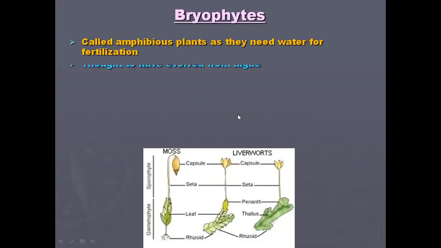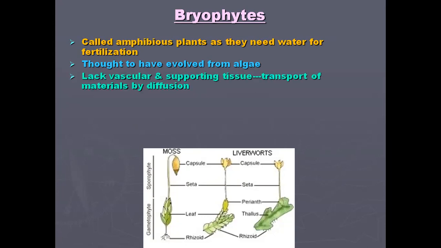Bryophyta are called amphibious plants because they need water for fertilization. They are thought to have evolved from algae because, like algae, they do not have a proper plant body. They have a plant-like body. They are thought to have evolved from green algae because they share similar types of chlorophylls. They lack vascular bundles.